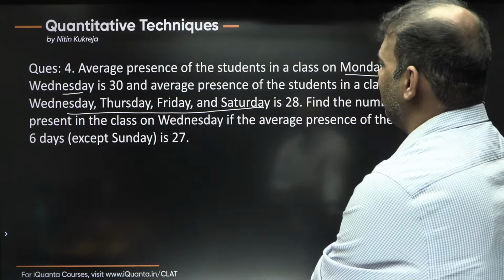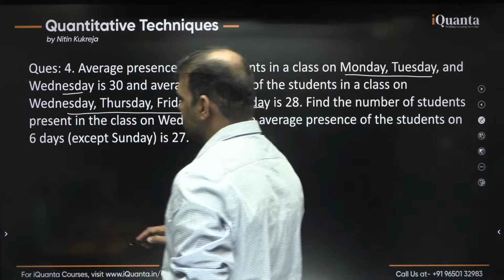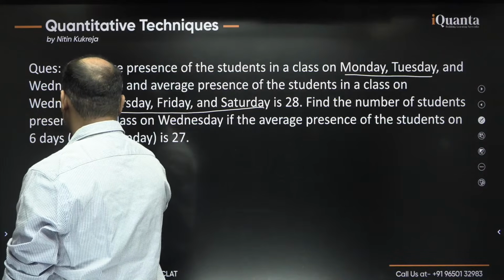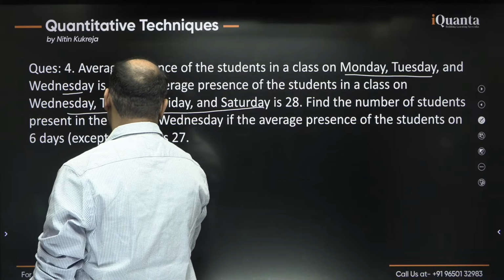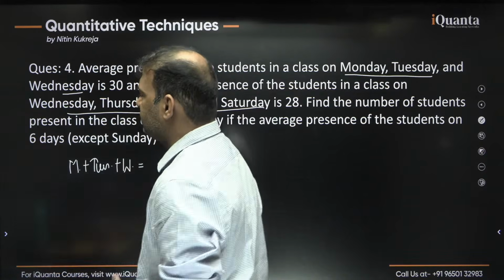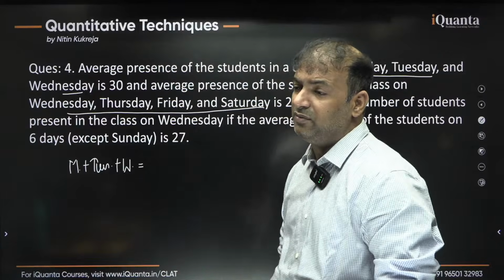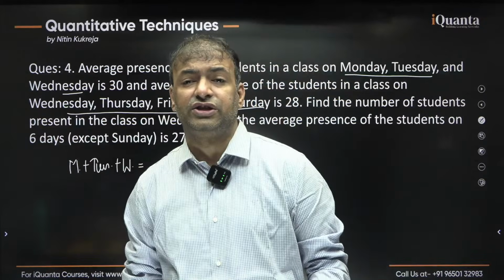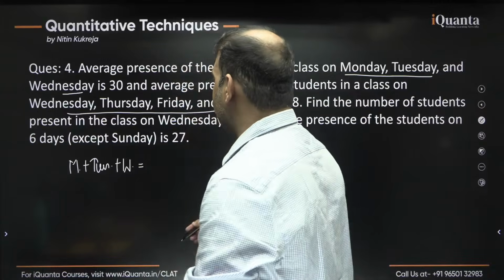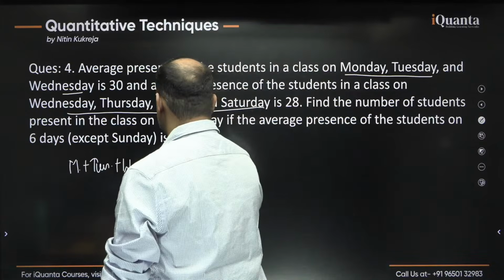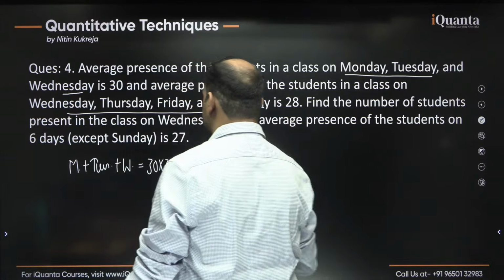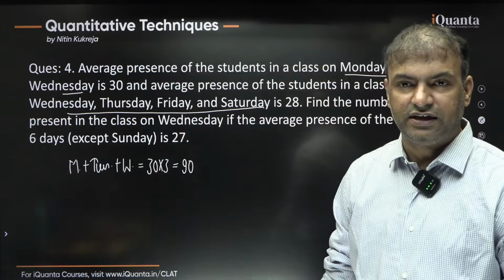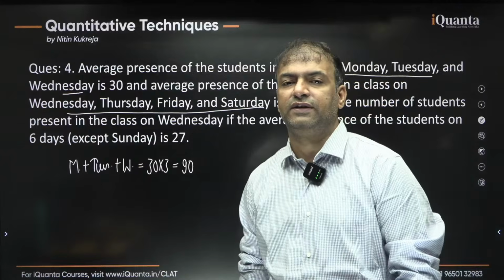Okay. So the average presence of the first 3 days, Monday, Tuesday, Wednesday is given. Let's write Monday plus Tuesday plus Wednesday, right? So guys, what is the sum of the presence? We all know the basic formula, right? The sum is the average into the number of days. So the average presence of these 3 days is 30. The number of days is 3. So 30 into 3 has to be 90. Simple, right? We just applied the same formula. Average into the number of days is the sum, right?